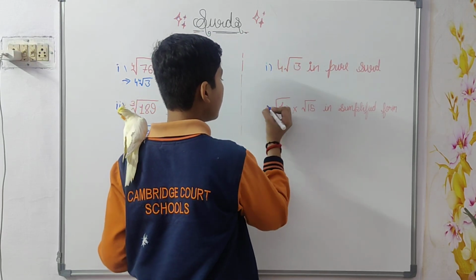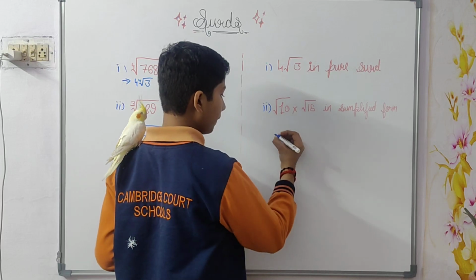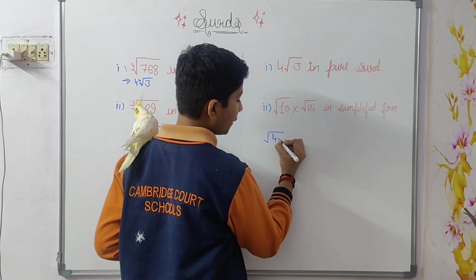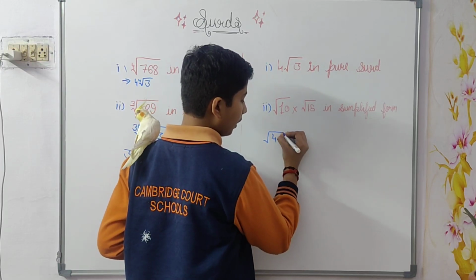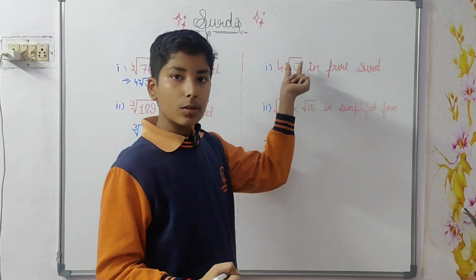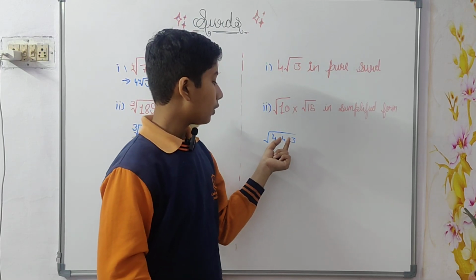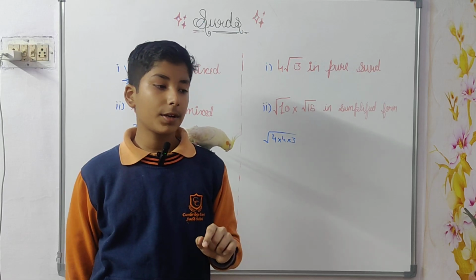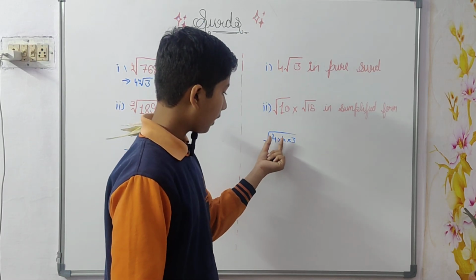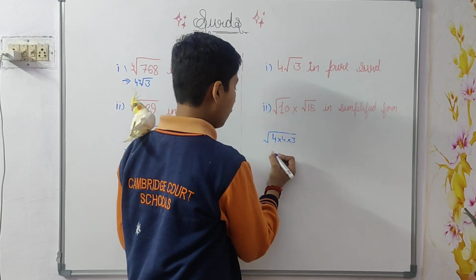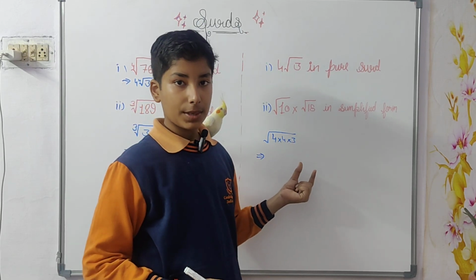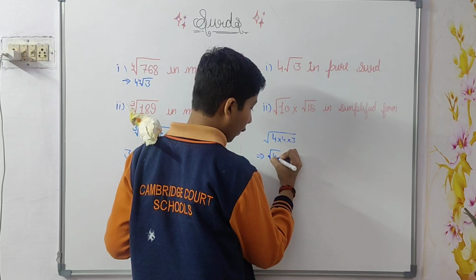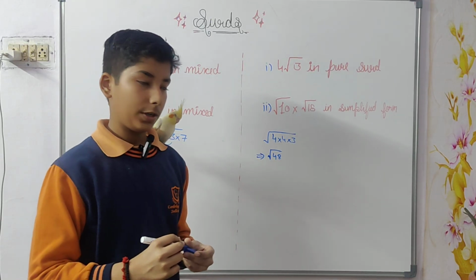This is 1 and this is 2. Now 4 root 3 will be written as root of 4 into 4 into 3. Why? Because this is the square root of 4. So 4 can be written as root of 4 into 4. So that's why I've written it as root 4 into 4. Now 4 fours are 16. 16 into 3, 48. So our answer will be root 48.